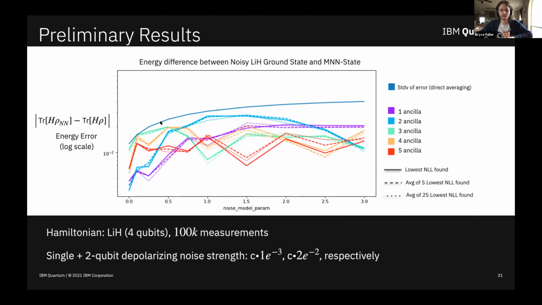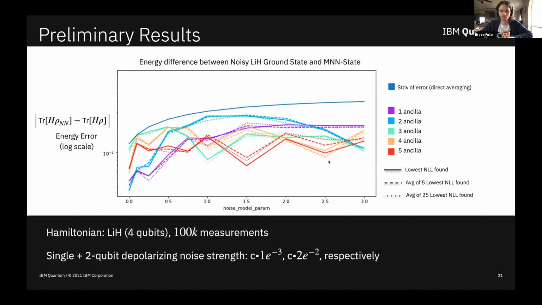And this blue curve up at the top is essentially showing the standard deviation of the error we would expect by just taking the naive approach and using our data set to directly compute these expectation values. So the goal would be that each of these lines beat this curve. I won't have time to go into too much detail about these dashed and dotted lines.